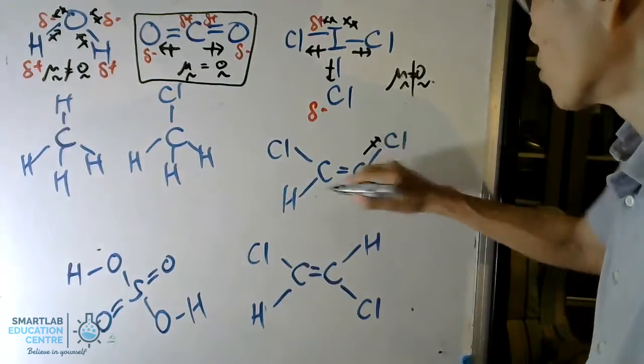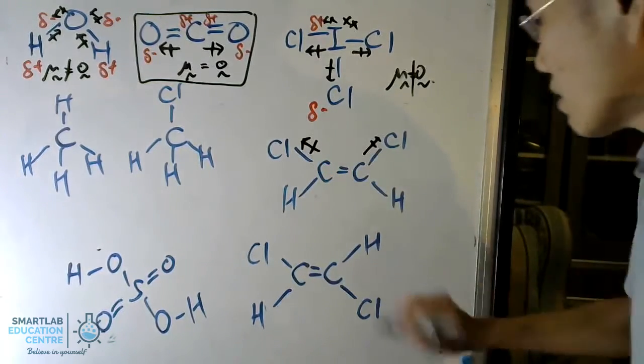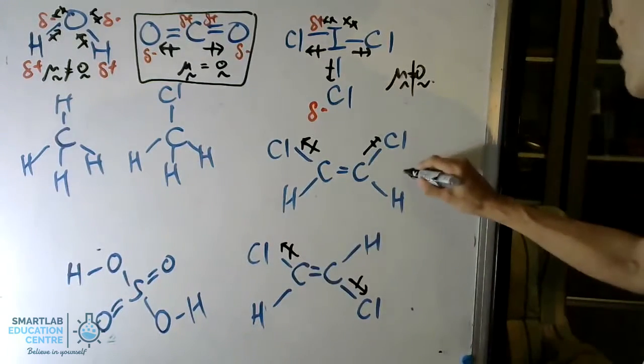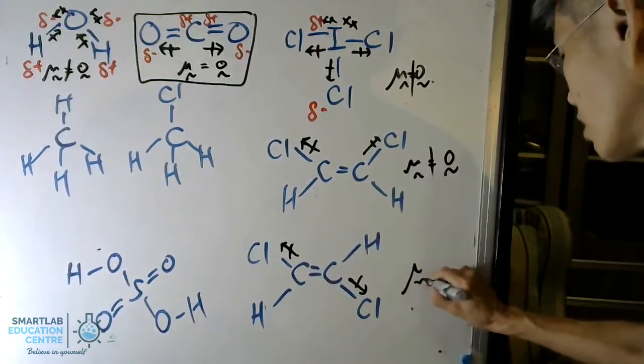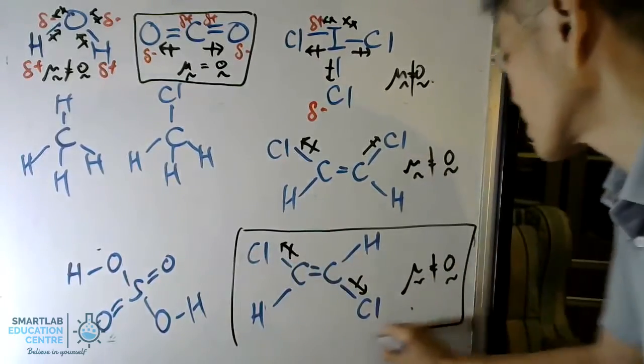So these are the two dipole moments, which in this case don't cancel out, but in this other case, they both cancel out. Hence, this is a polar covalent molecule, while this is a non-polar covalent molecule, and we will box this up.